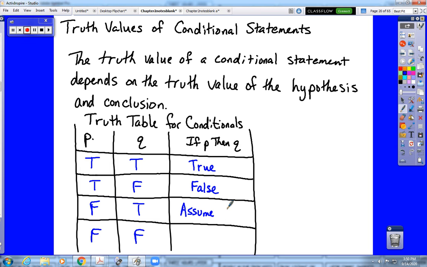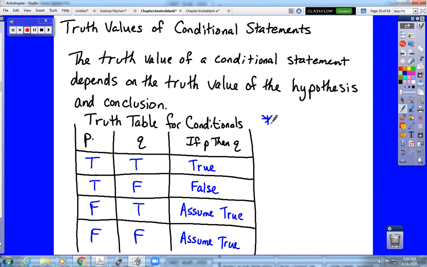We simply have to assume that the overall statement is true, which really is a bothersome thing, but those are the rules of logic. If the hypothesis is false, we are not allowed to judge whether or not the conclusion is true or false, which means that we can't judge whether or not the conditional is true or false. And if we can't prove that it's false, we have to assume that it's true. Those are the rules. So a couple things to notice here.